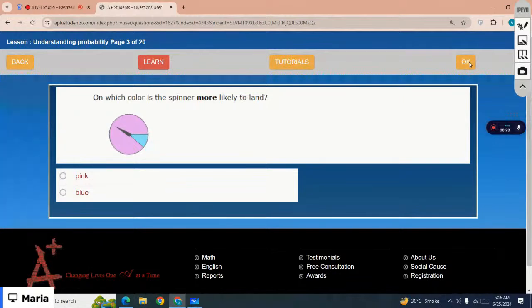On which color is the spinner more likely to land? So, which is the correct option? It will be more likely to land on pink because most of the portion is pink.